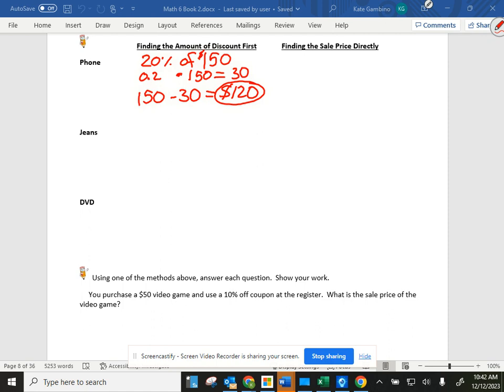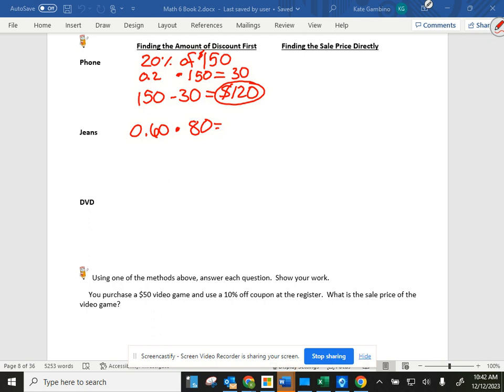So we're at an $80 pair of jeans goes on sale for 60% off. Oh, it would be 0.60 for the 60% times the $80 jeans. So what is 0.60 times 80? How much do we get to take off?